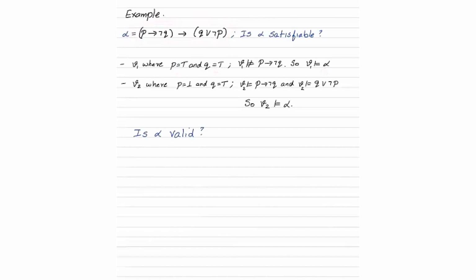Of course, this is not the only valuation. If I take P to be false and Q to be true, then that satisfies this sub-formula P implies not Q, and it also satisfies this sub-formula Q or not P, because it's a disjunction there. That means that the entire formula is satisfied. So this formula is satisfiable, and here are a couple of valuations using which you can satisfy the formula. Again, I hope it's clear. So what about the validity? Is alpha a valid formula?